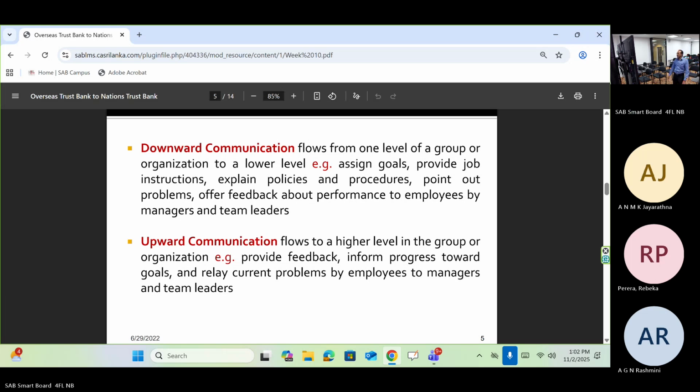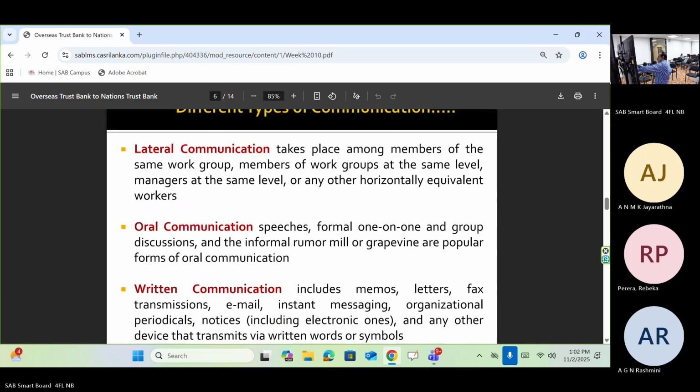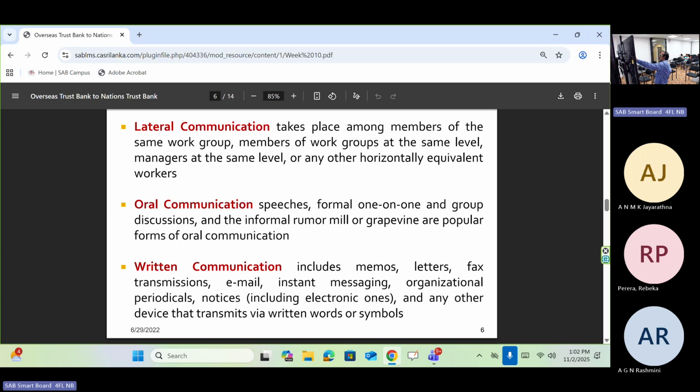Right. Then lateral communication takes place among members of the same work group and members of different work groups at the same level, as well as managers at the same level or any other horizontally equivalent workers and managers.